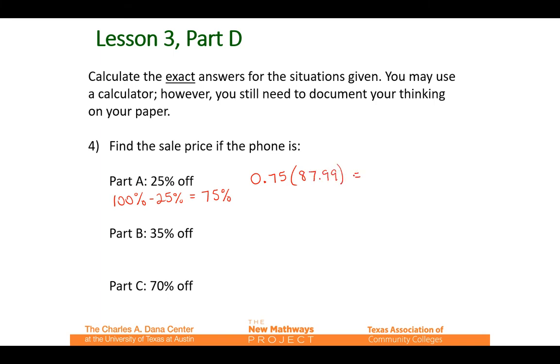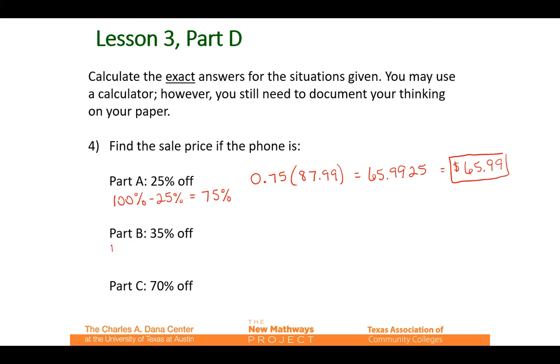Again, we need our calculator. 0.75 times $87.99. Here's what my calculator gives me. But again, money doesn't go that far. Money stops right here. So we're going to pay $65.99.